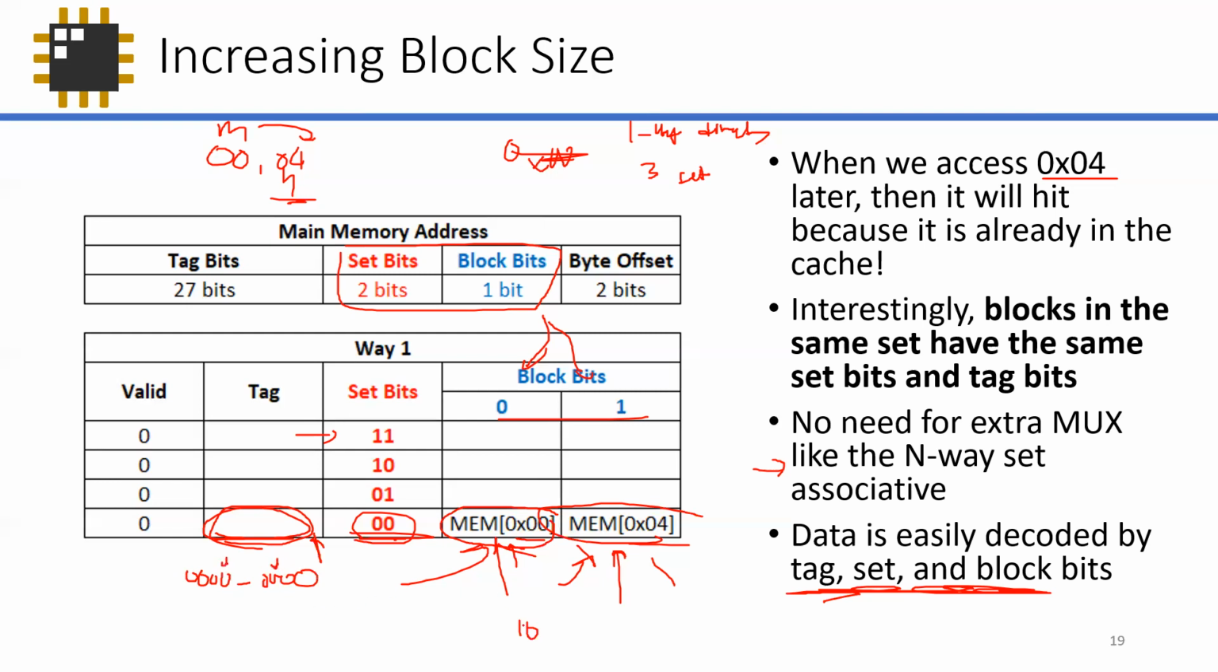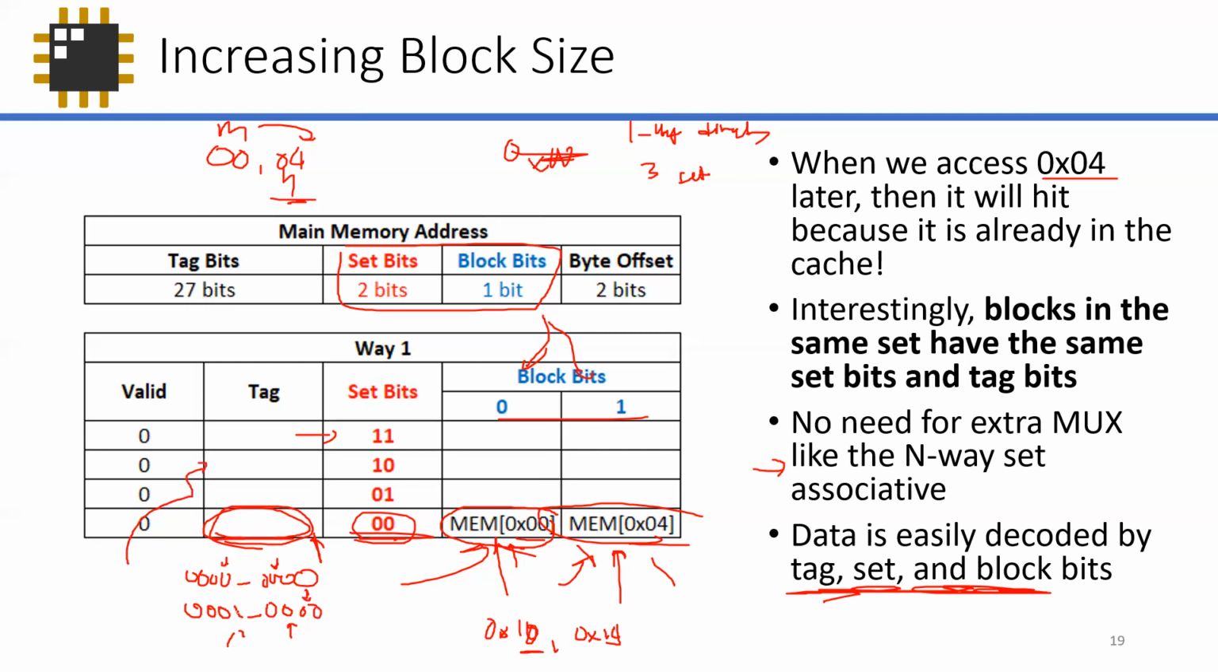What happens if I access 0x10 and 0x14? Okay, so let's say 0x10. If I'm going to go to 0x10, 000, okay, offset these two bits, block bits, not a problem. But then the set bits, oh no, this is going to be placed over here. Set bits would be up here, so that's not going to be a problem.